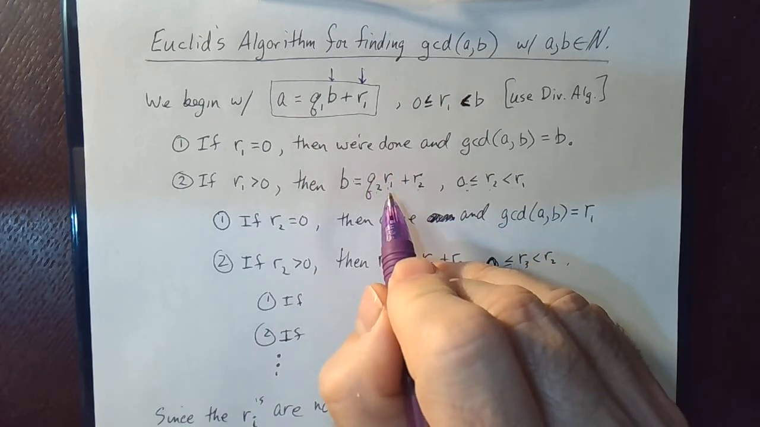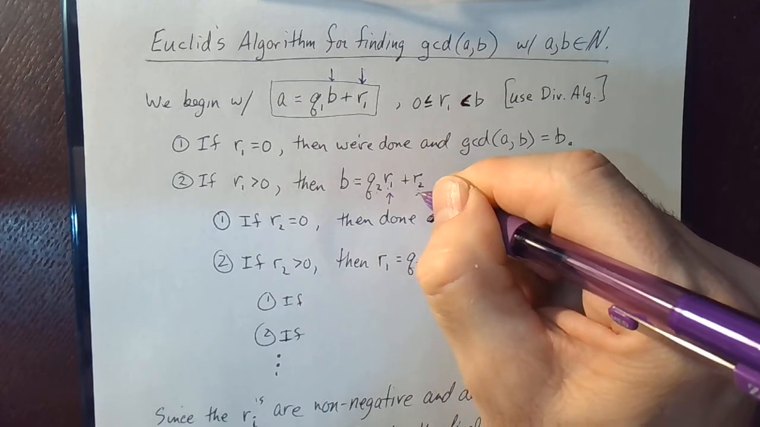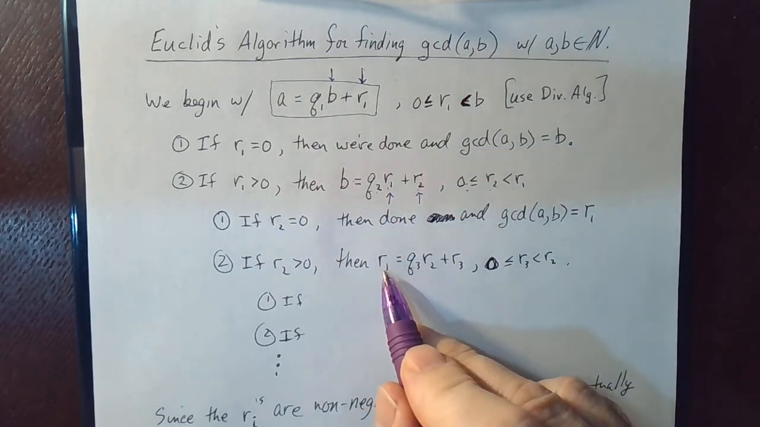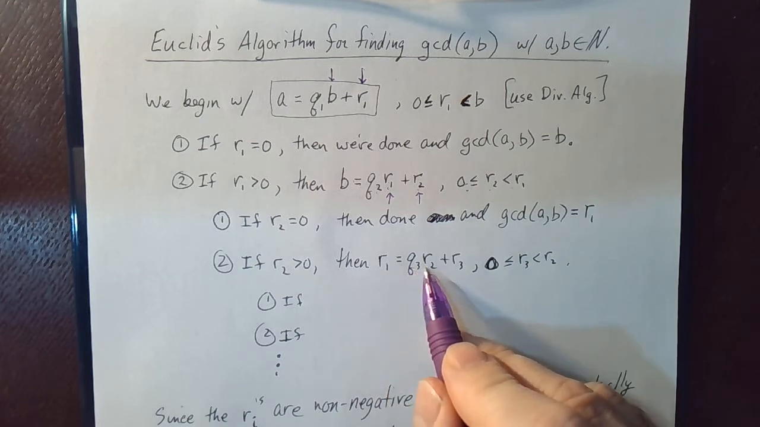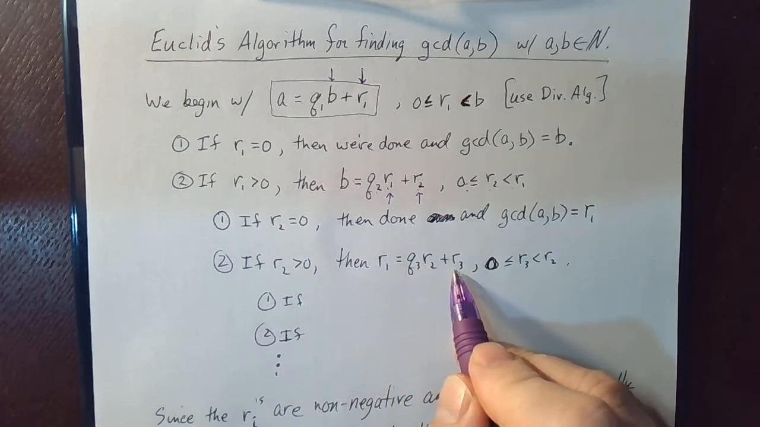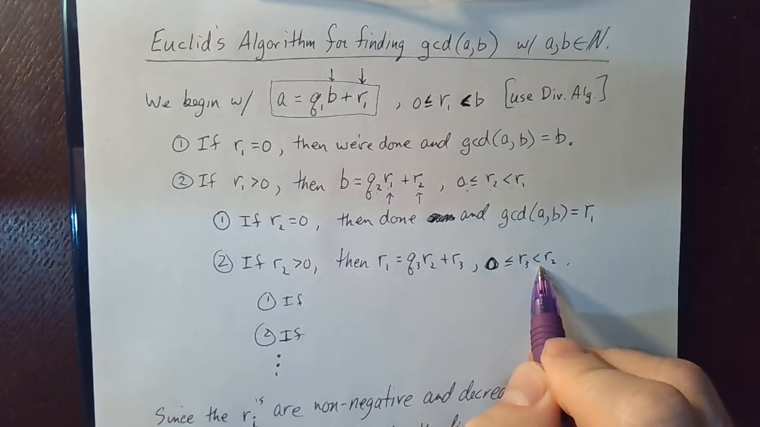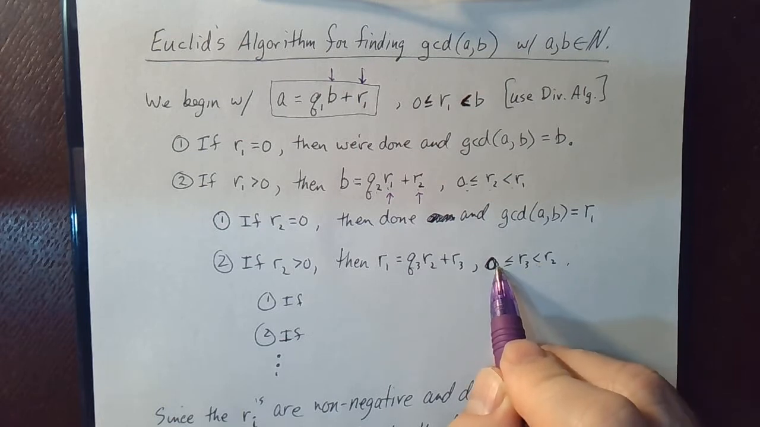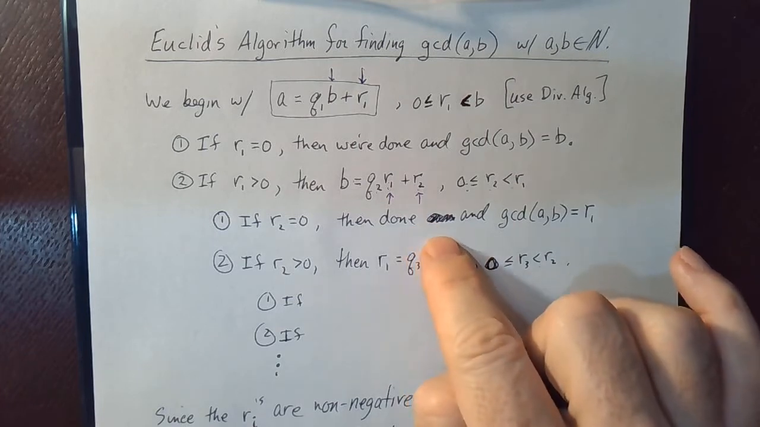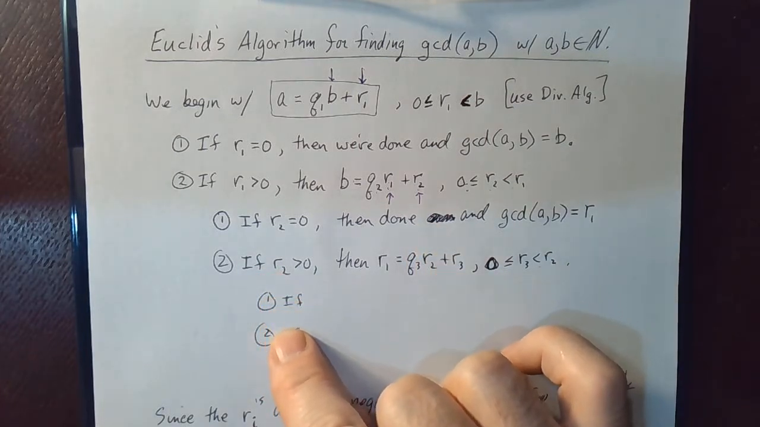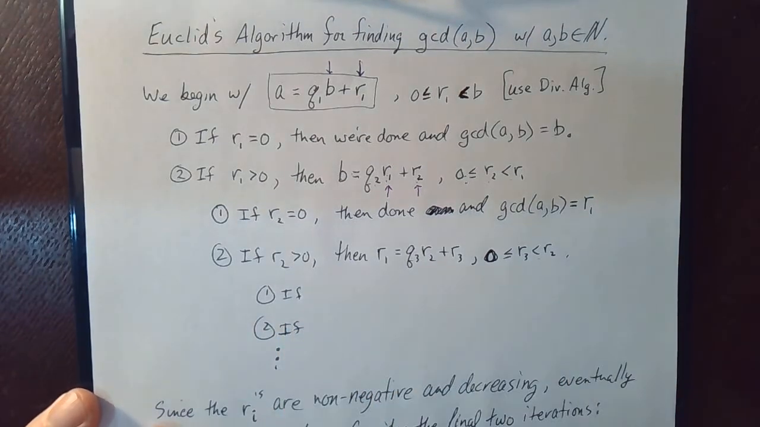So this time our new a and b are going to be r1 and r2. So we say that r1 is equal to some new quotient times r2 plus a remainder that we'll call r3. And r3 is in between 0 and r2. Strictly less than r2, greater than or equal to 0. If r3 happens to be a 0, then we're done. And we proceed, we continue until we get a remainder of 0.